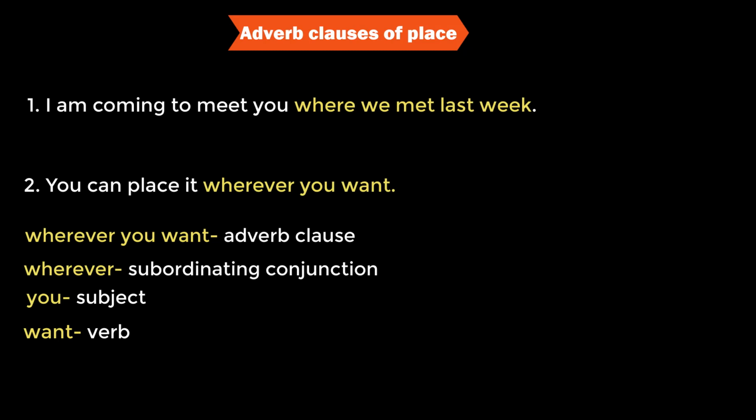Now this clause, wherever you want, is modifying the verbal phrase can place. Where can I place it? The moment you ask the question, you get your adverb clause. Wherever you want. So it is giving us information about the verb of the sentence. It is telling us where the action can happen. You can place it wherever you want.